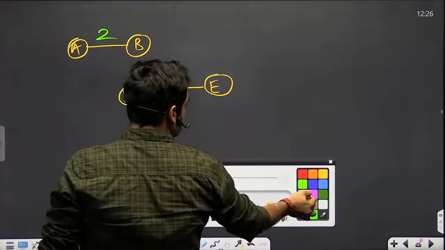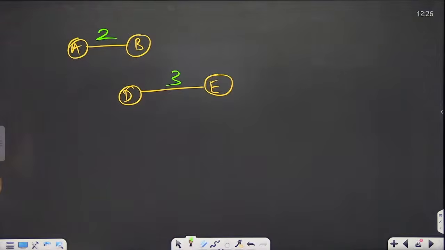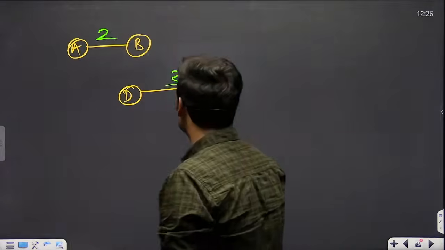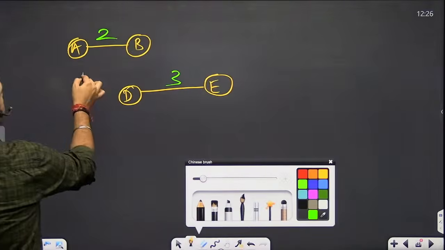The distance between DE is 3. Is any loop forming? Till now no loop has formed. There is no circuit that has been formed till now. Now next is CD, and that is at a distance of 4. So I can just write it here.